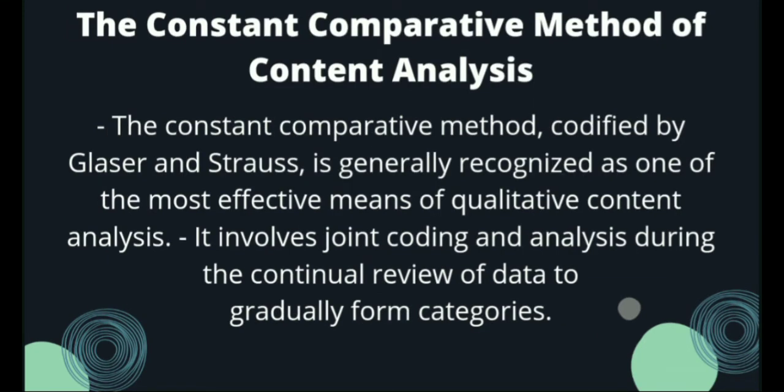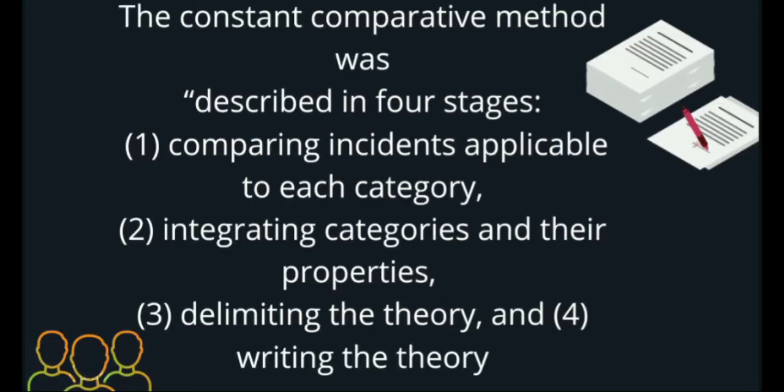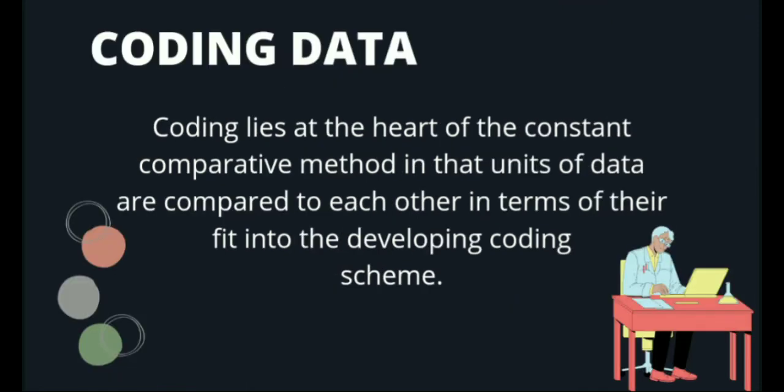The constant comparative method of content analysis, codified by Glaser and Strauss, is generally recognized as one of the most effective aims of qualitative content analysis. The constant comparative method was described in 4 stages: comparing incidents, integrating categories, delimiting the theory, and writing theory. Coding data lies at the heart of the constant comparative method, in that units of data are compared to each other in terms of their fit into the developing coding schemes.